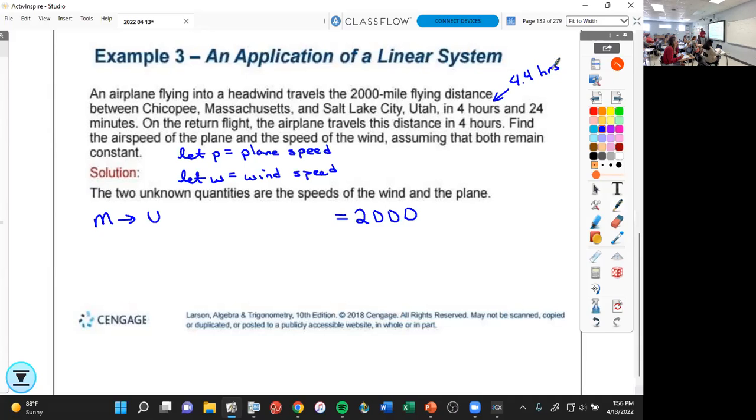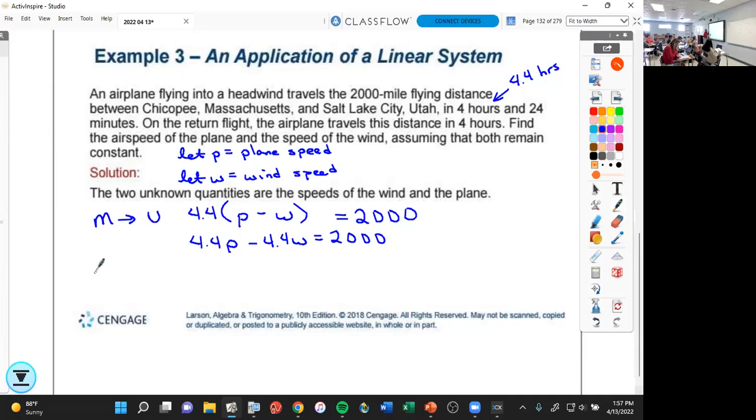So going from Massachusetts to Utah, I'm going to travel 4.4 hours. And during that 4.4 hours, I'm being affected by a positive plane speed and a negative wind speed. Does that make sense? I'm flying against the wind. Let's distribute that and clean it out. That gives us 4.4 P minus 4.4 W equals 2,000.